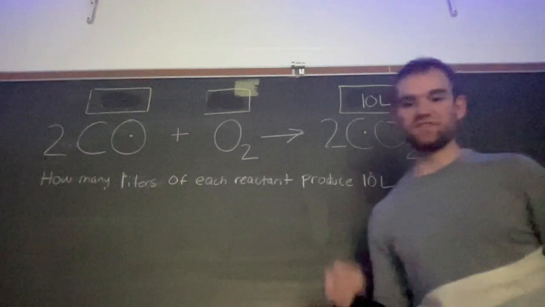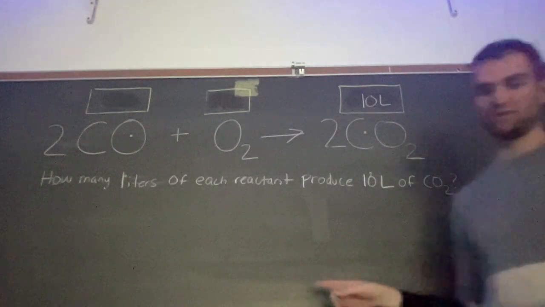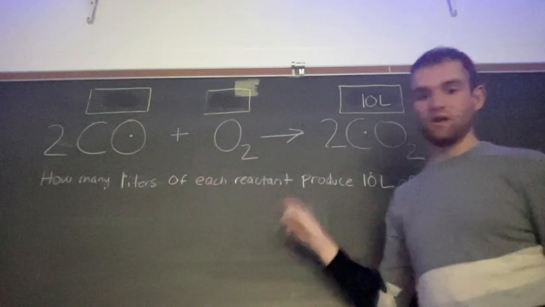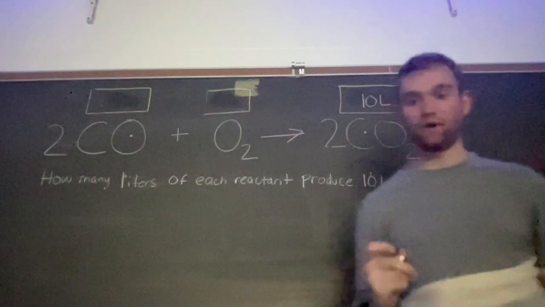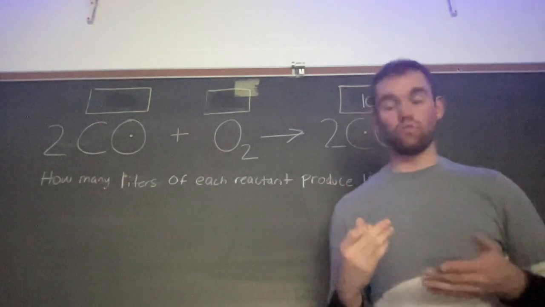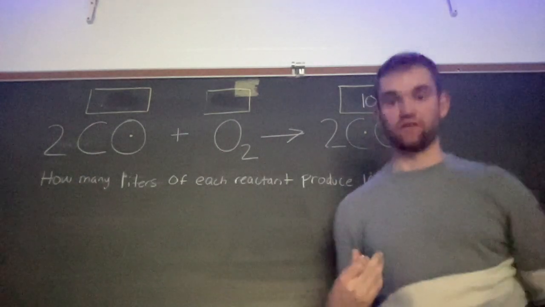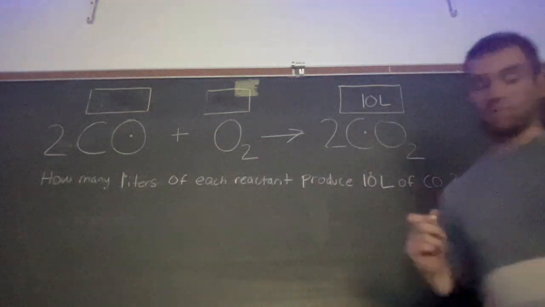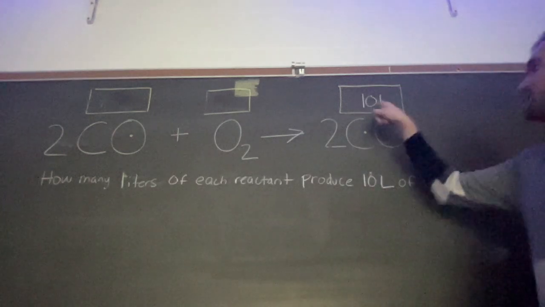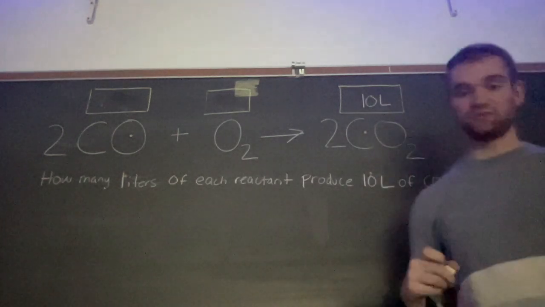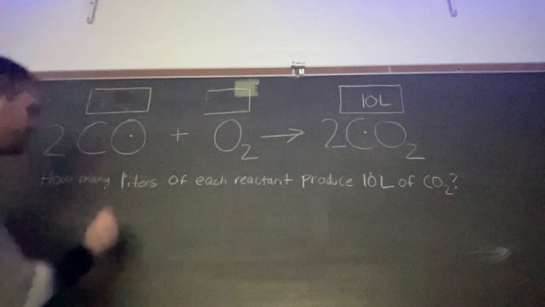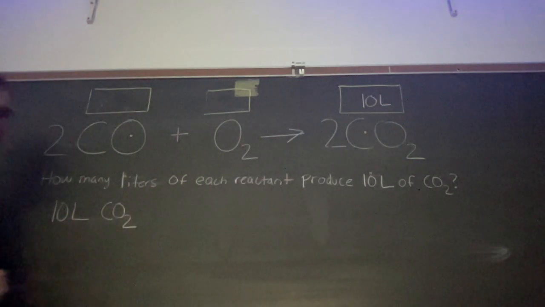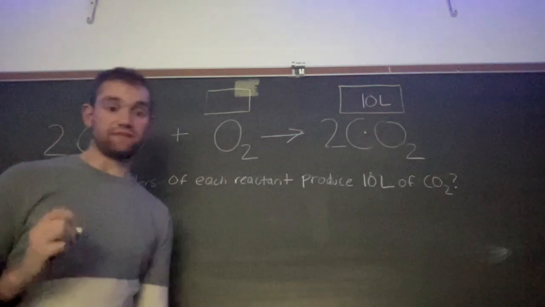All right, we're back in business again. This time, this is my last question. We're going to figure out how many liters of each reactant produce 10 liters of CO2. And we're going to see if conservation works with liters or if it doesn't work with liters. This will be interesting. So let's take a look. We're going to assume that it's at STP again. We're going to start with my 10 liters of CO2. So let's write that down, everybody. 10 liters of CO2. And because I want each reactant, we can write it down twice.